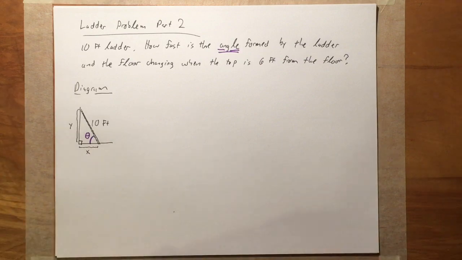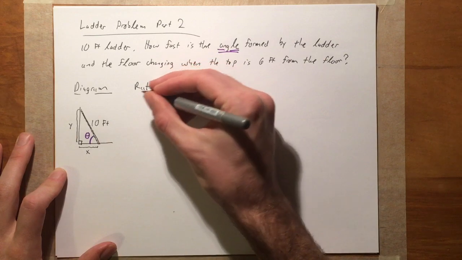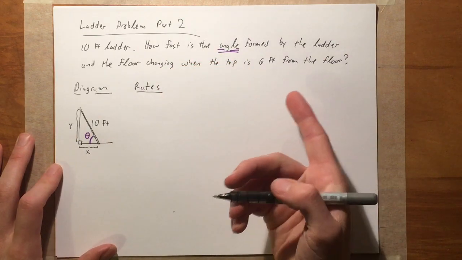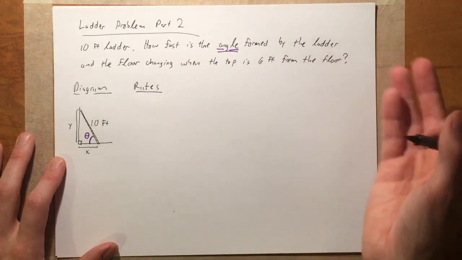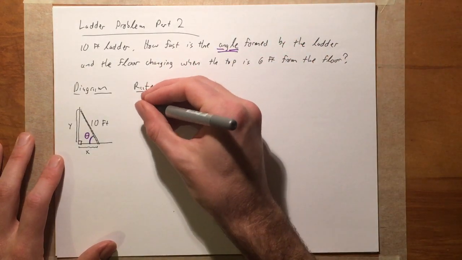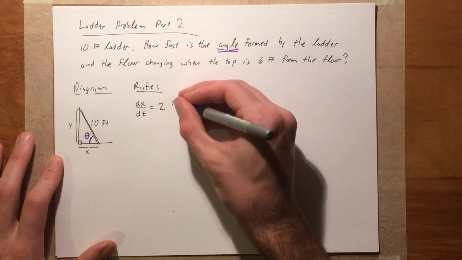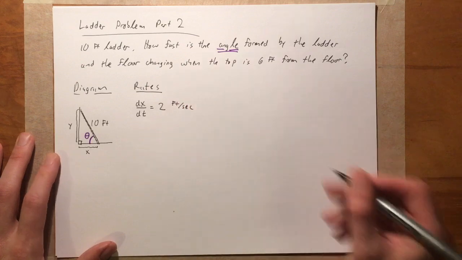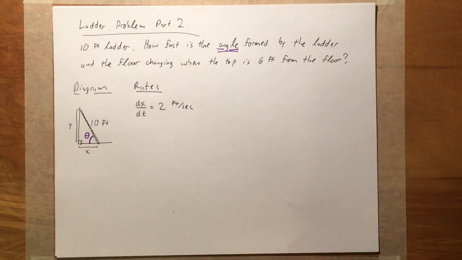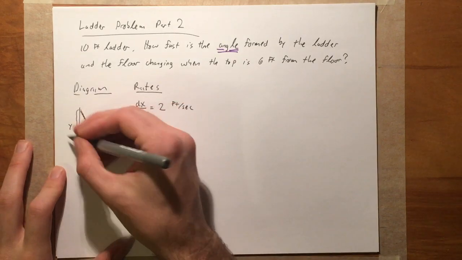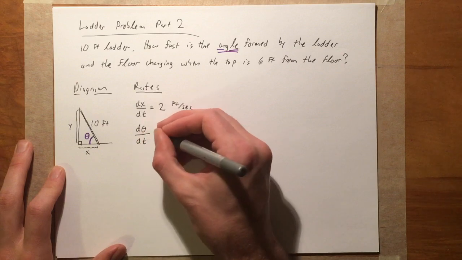All right, so now when I get to identifying and thinking about my rates, again, I am given, I forgot to put it down in the problem here, but it's the same as the previous problem: the rate of change in x with respect to time is 2 feet per second. So that's the base of the ladder slipping away at 2 feet per second. But now we don't actually care about y any longer. Now we want to know what is the rate of change in theta with respect to time.